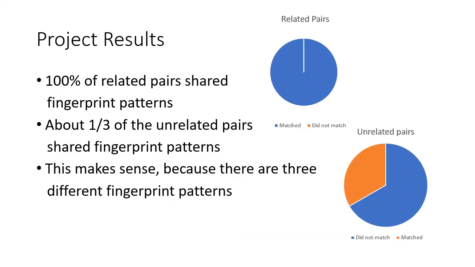As discussed in the previous slide, we used our data to create pie charts and percentages. Here are our results. 100% of related pairs shared fingerprint patterns, but only about 1/3 of the unrelated pairs shared fingerprint patterns. And this makes sense because there are 3 different fingerprint patterns that one can have.